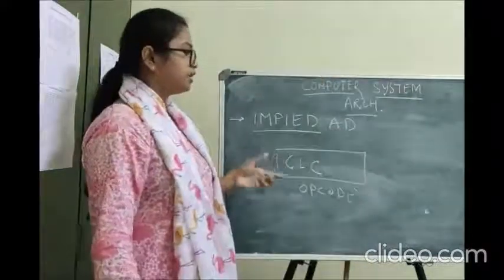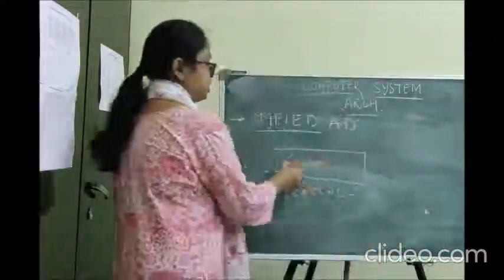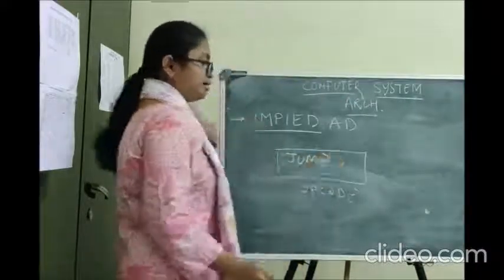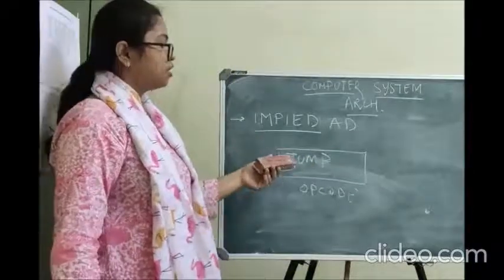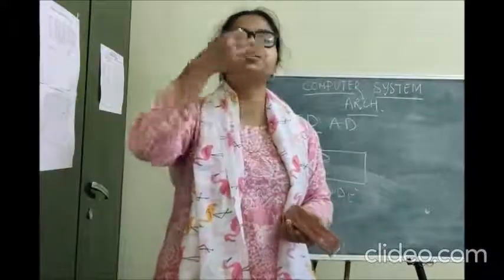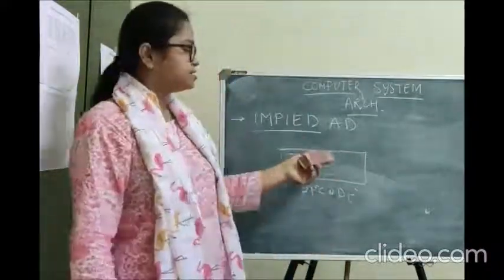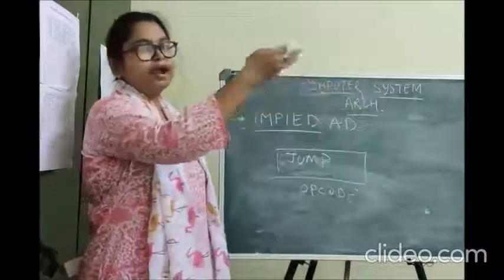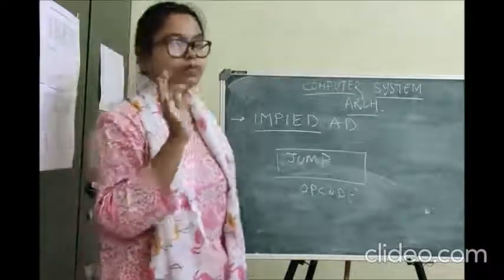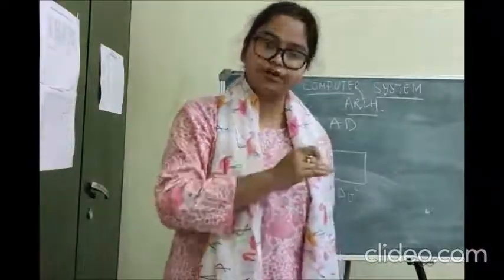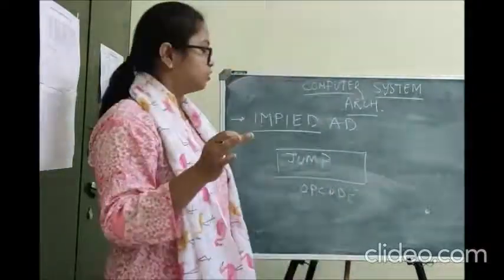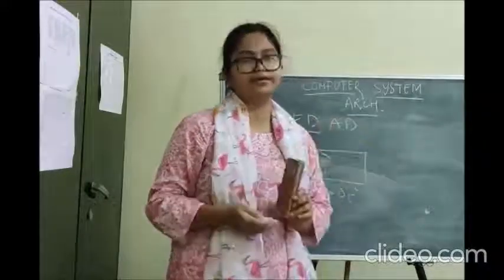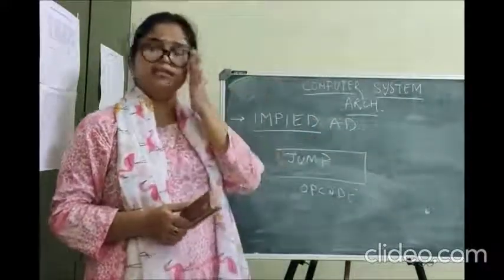So similarly, some other examples are like jump. It is also an instruction in which the operation is to jump, that is, to shift the control. So what happens in jump is, wherever the control is, it will directly move to the address where PC, that is the program counter, is pointing to. Wherever the program counter is pointing, to that address jump goes. So we need not specify any operand here because the operand is directly implied in the instruction itself.